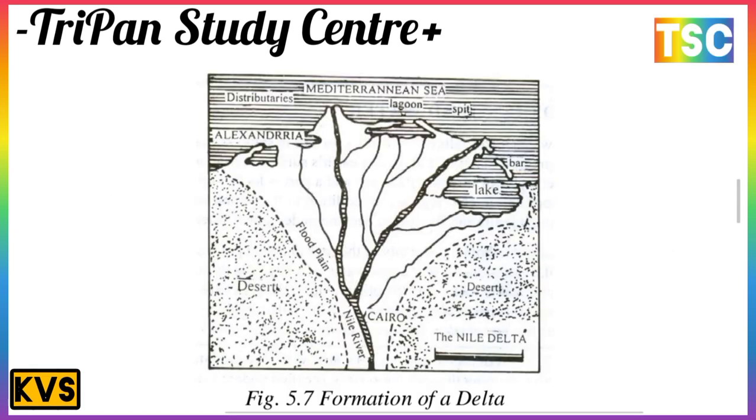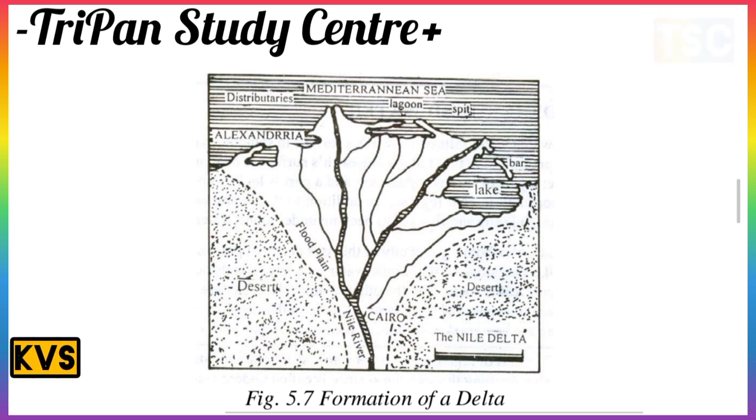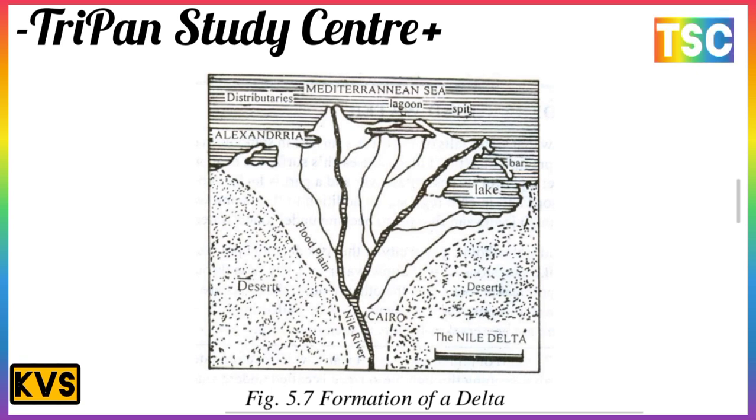Here is the most important formation of the delta. The Nile Delta, the river, the floodplain, Alexandria and the distributaries. This is the most important formation of delta here.